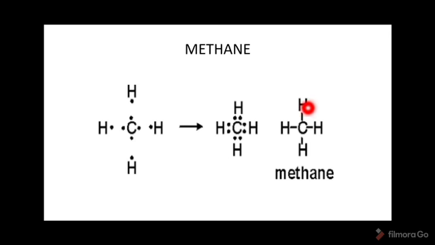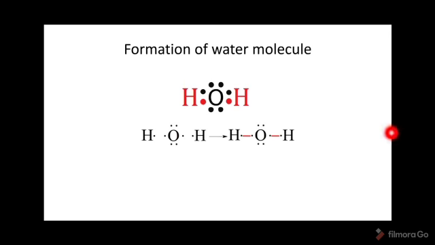Methane. Carbon shares 4 electrons with the 4 hydrogen atoms and forms methane. Formation of the water molecule. Hydrogen has 1 electron in the outermost shell. So 2 hydrogens share 1 electron each with the oxygen, which has 6 electrons in the outermost shell, and they form a water molecule. This is how you get water.